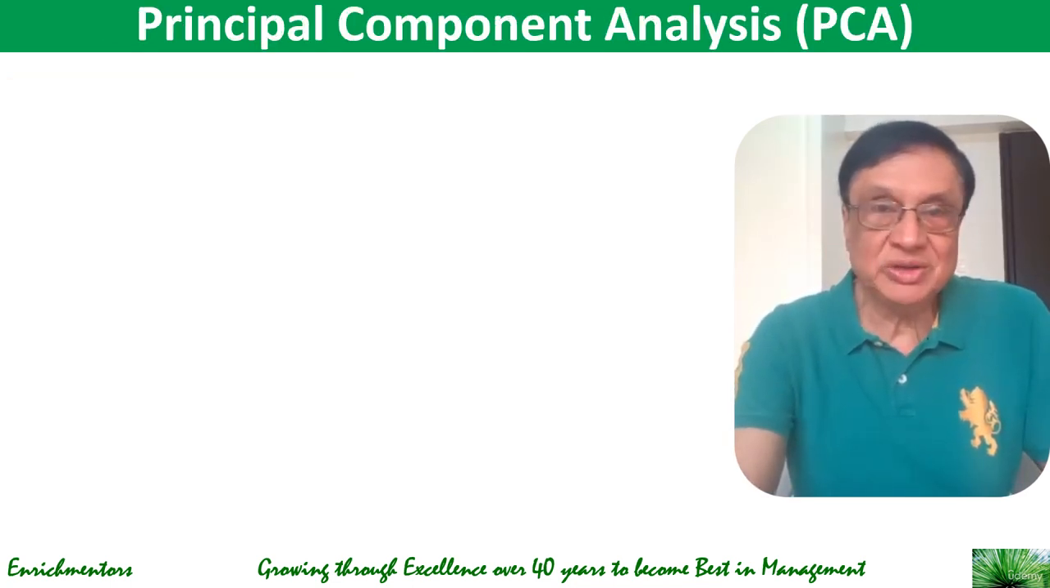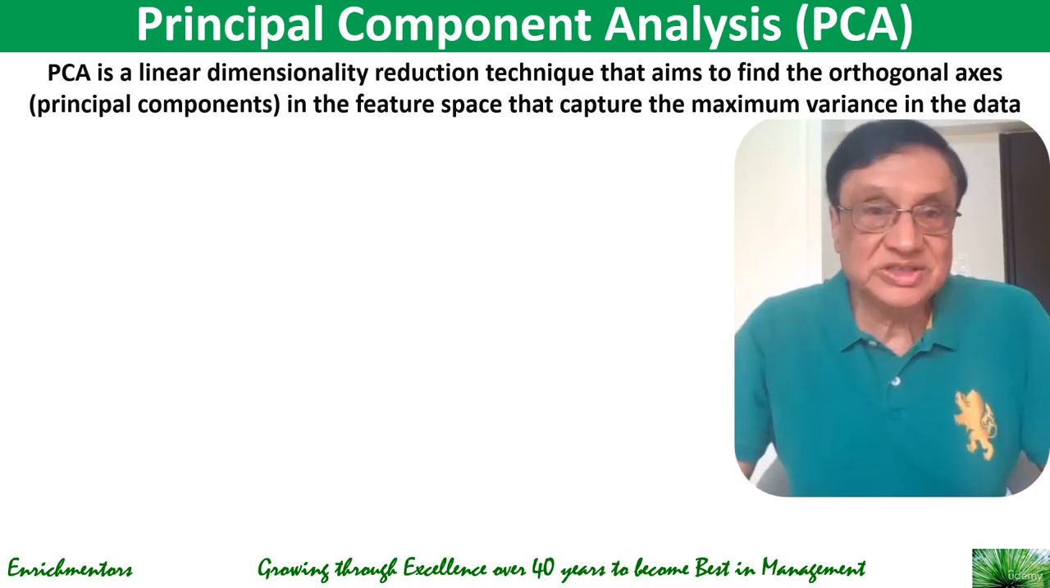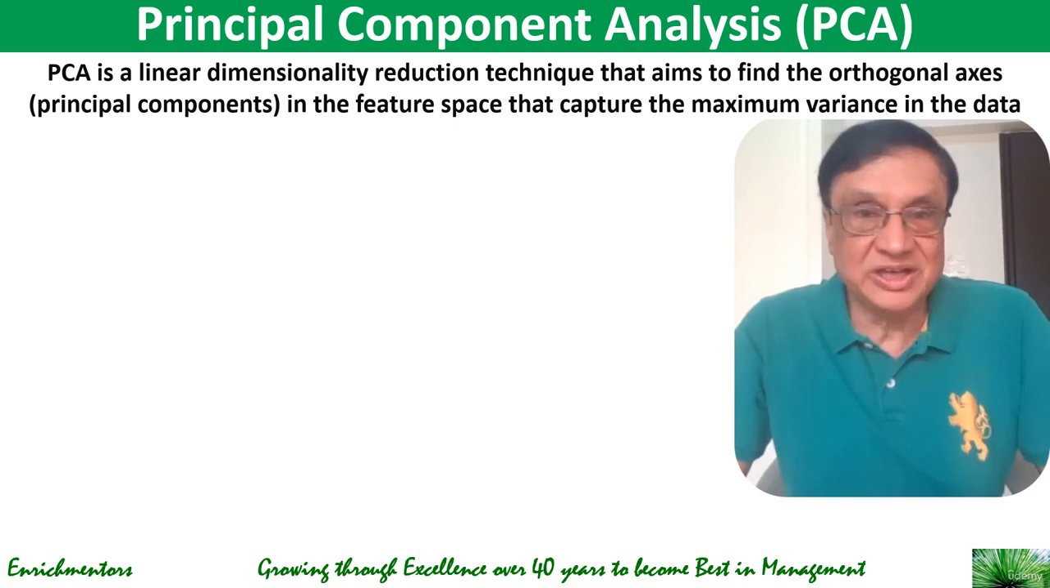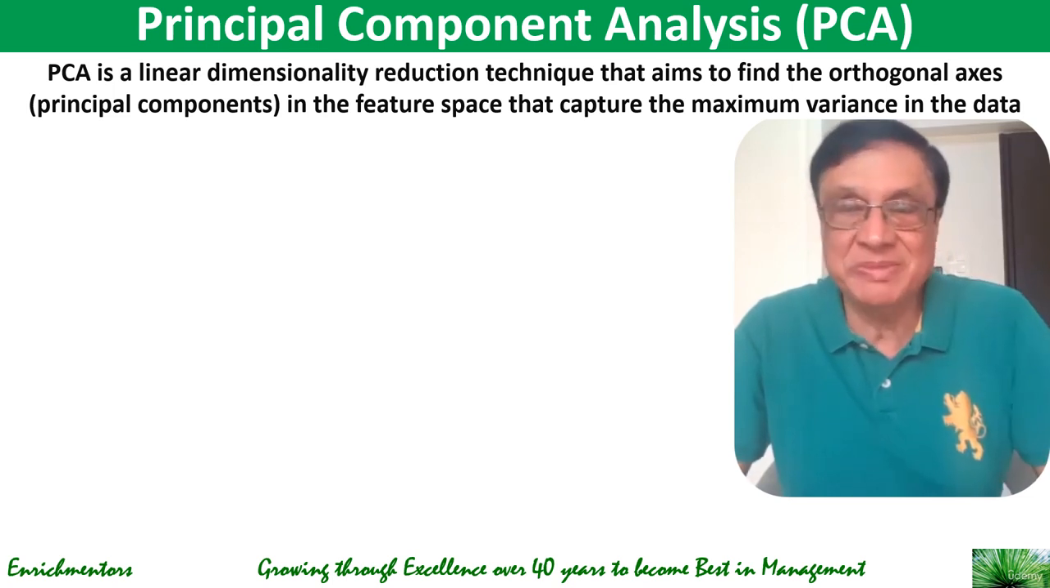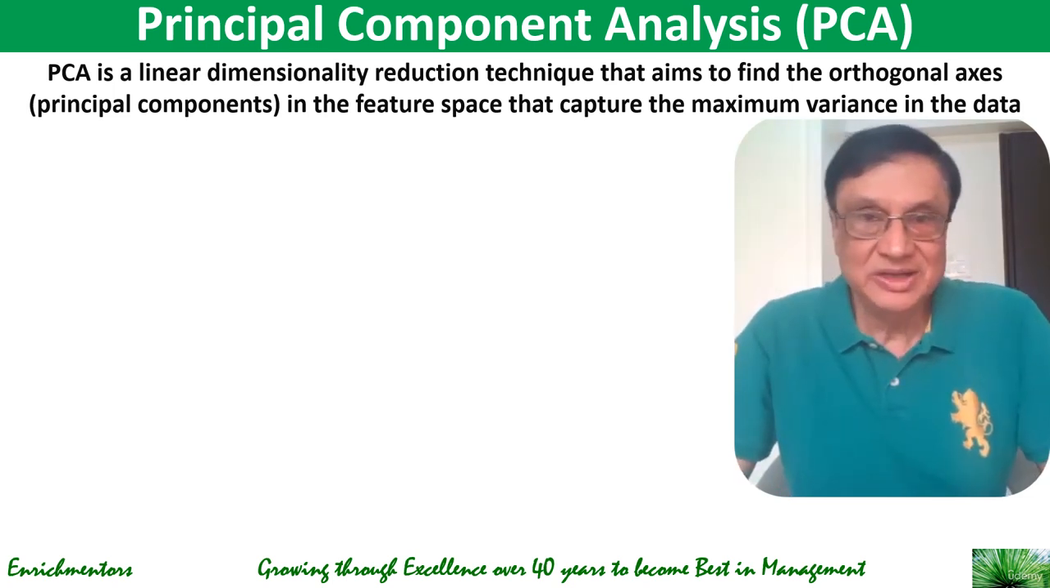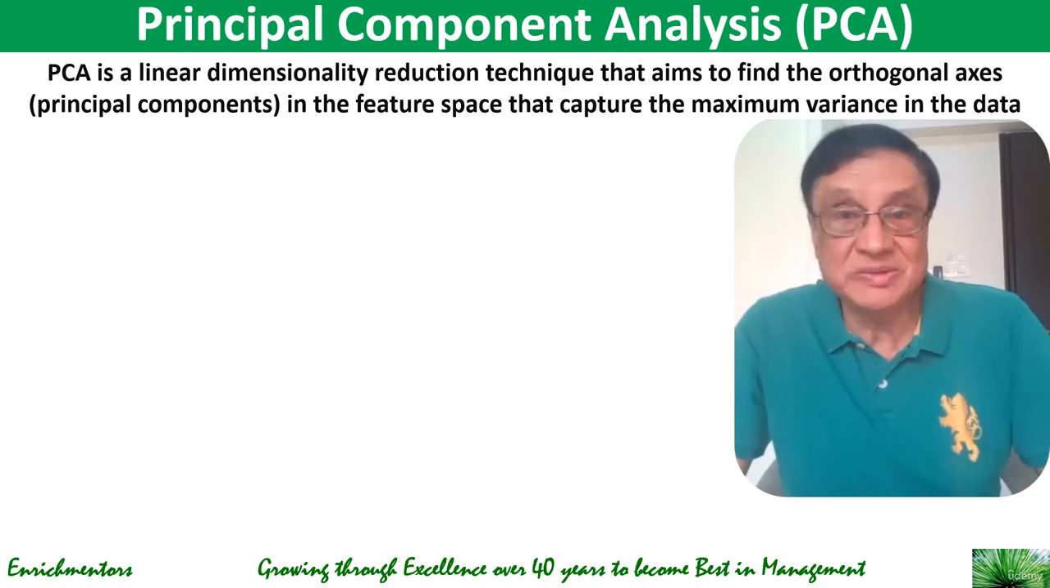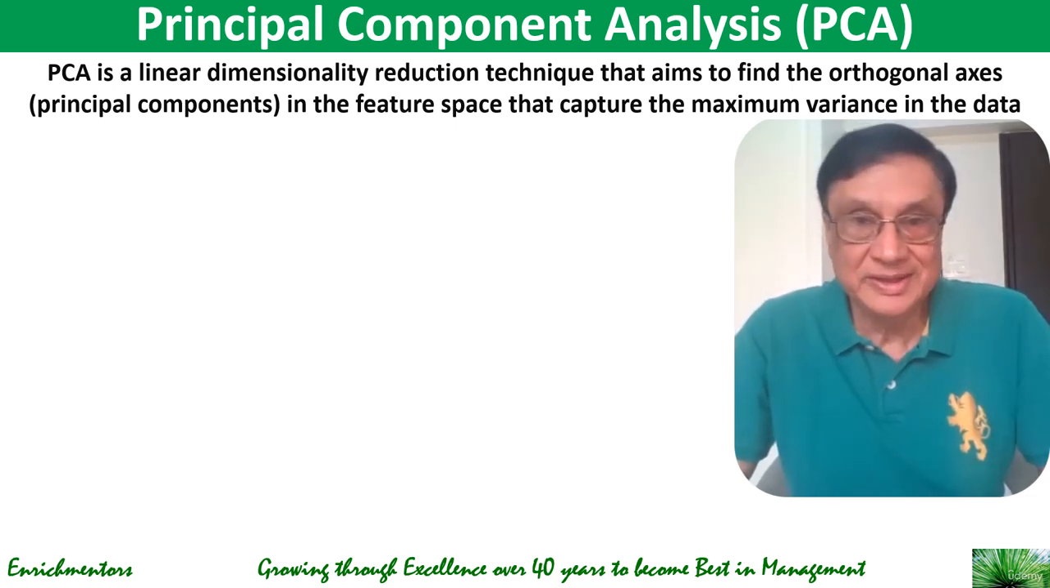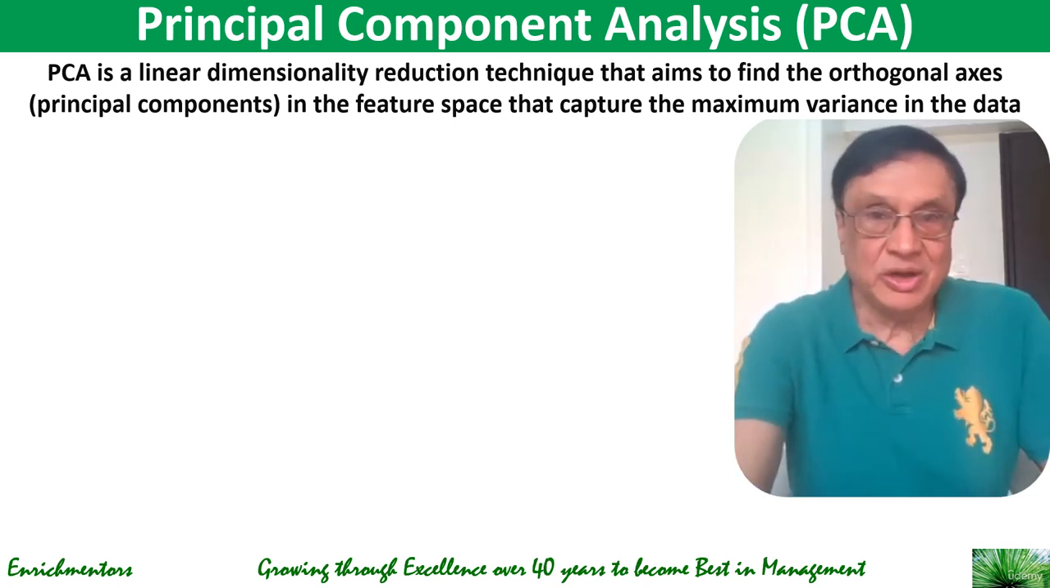So the question is, how can you use principal component analysis? First, let's understand that PCA is a linear dimensionality reduction technique. What it does is it finds the principal components, what are called orthogonal axes, in the feature space that capture the maximum variance in the data. So it typically finds the principal components of the feature space. Now, how can you do that?